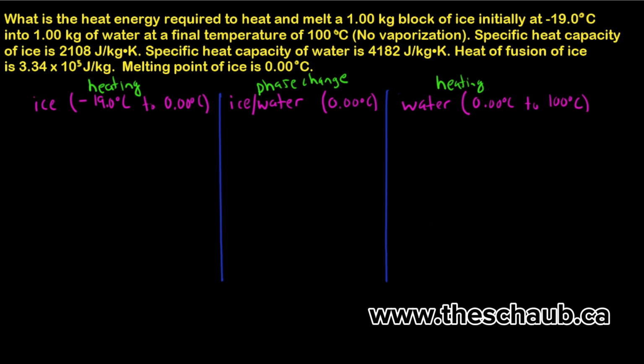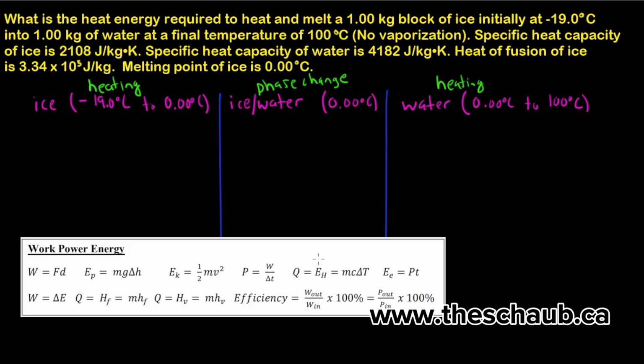We're now ready to pick our equations for our respective segments. In the segments where we're heating and undergoing a temperature change, we use the equation Q is equal to mc delta T. So here, Q equals mc delta T. Similarly, when we're heating the water, Q equals mc delta T. When we undergo a phase change, we use the equation Q is equal to mass multiplied by heat of fusion, because the phase change we're undergoing is solid to liquid. So Q is equal to mHF.